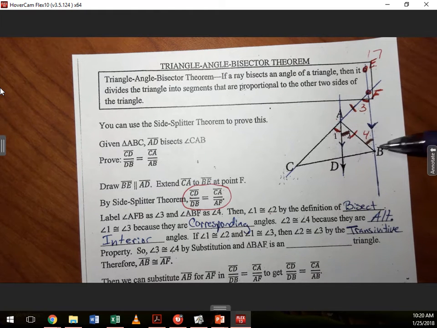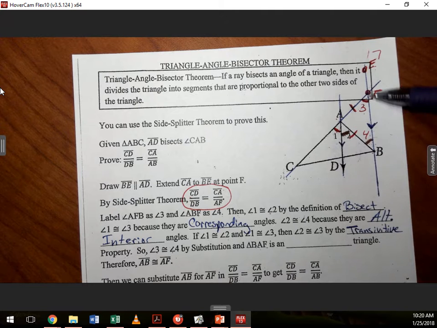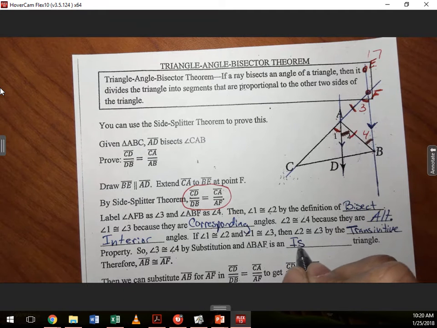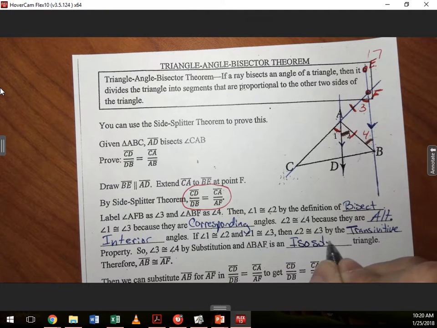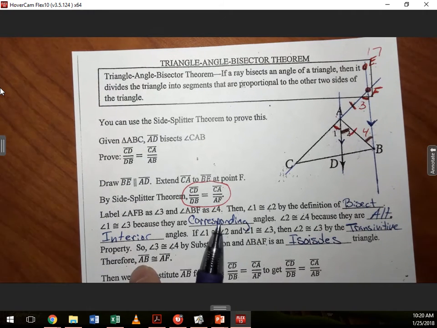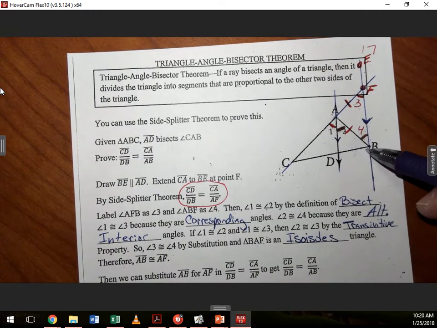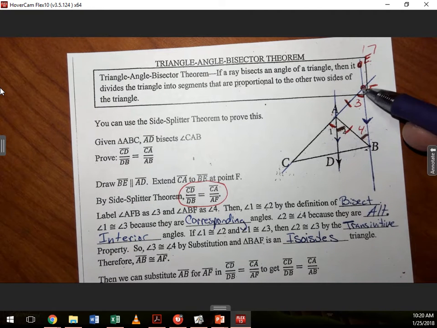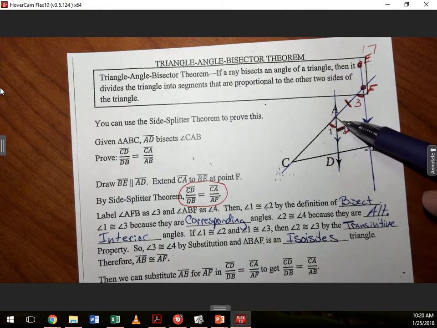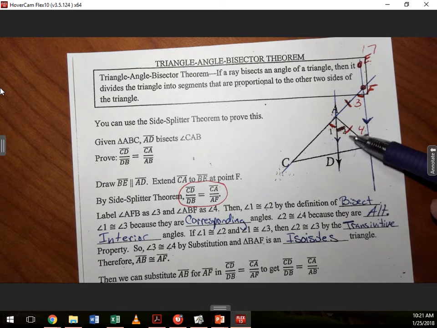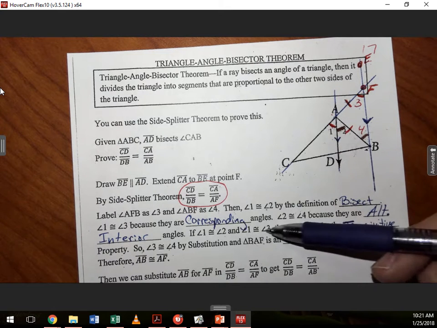Let's take a look. BAF, which I had over here, this is the one that I drew, is a blank triangle. Isosceles. It looks close enough. So it's isosceles. Therefore, AB is congruent to AF. So we did all that just to say that these two are going to go together. This is the proof. This is the mathematical reasoning.